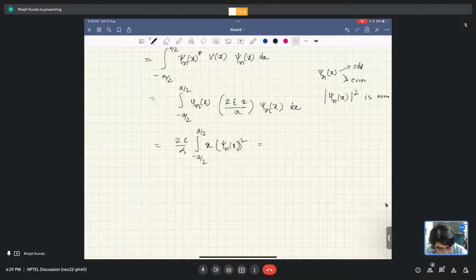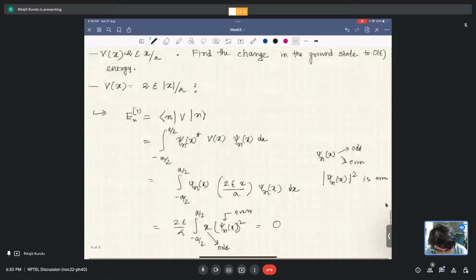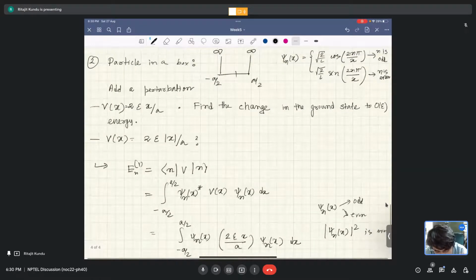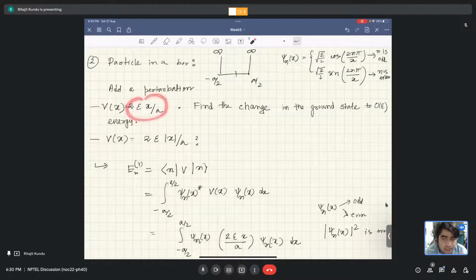So you see, this is the even part and this is my odd part. This is just linear in x, and we have a symmetric limit from minus a by 2 to a by 2. So that means this integration will become 0. Which implies that after you have added this perturbation which is linear in x, then in the first order the energy of any state doesn't change. The ground state energy also doesn't change.